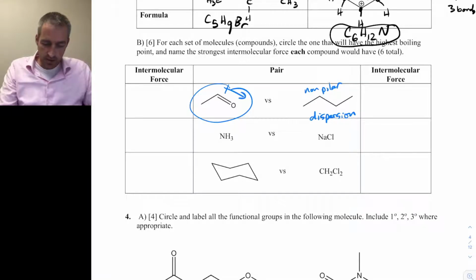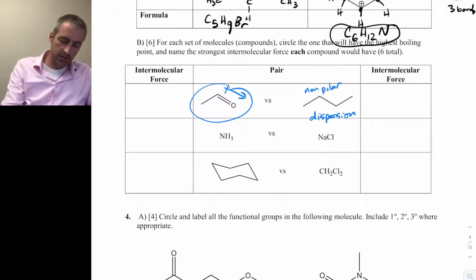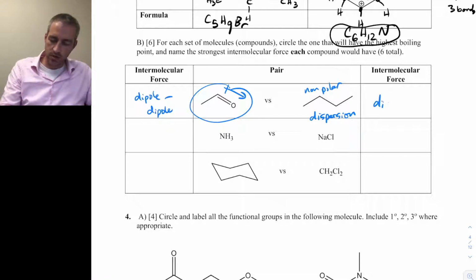So I guess why is there 2 categories? For each set, circle the ones with the highest boiling point. It's one I've already circled. Each compound. Okay, so this is going to be dipole-dipole. And this is going to be dispersion.